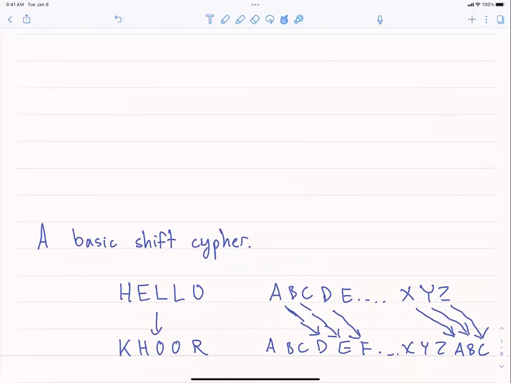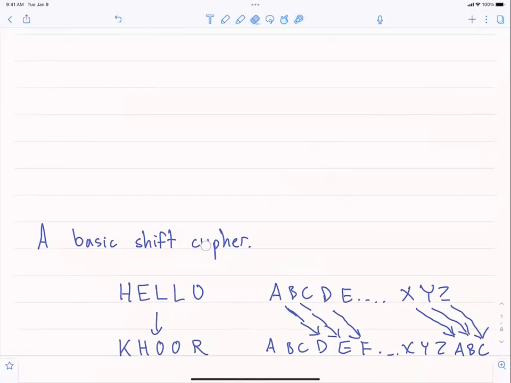Oftentimes we want to communicate with other people, and oftentimes we only want to communicate with a single person or 2 people or a group of people. We don't want everyone reading our messages. And so cryptography gives us ways to do that. One of the most elementary constructions in cryptography, going back hundreds and hundreds of years, maybe thousands of years, is the idea of a shift cipher.